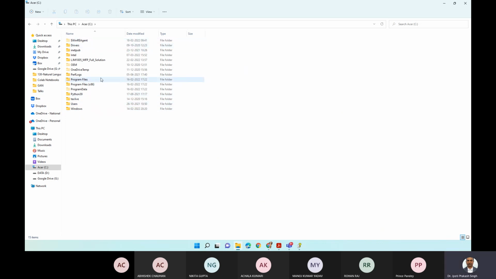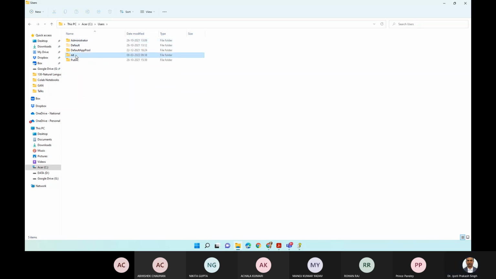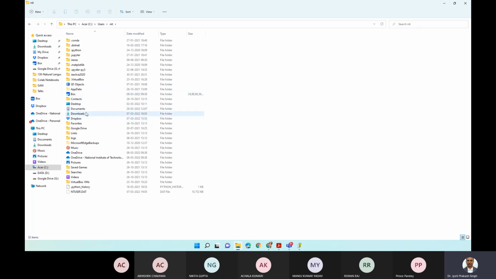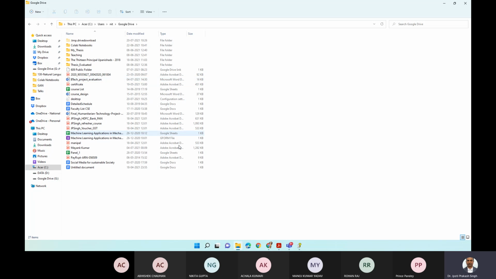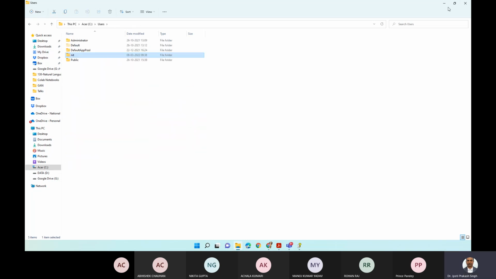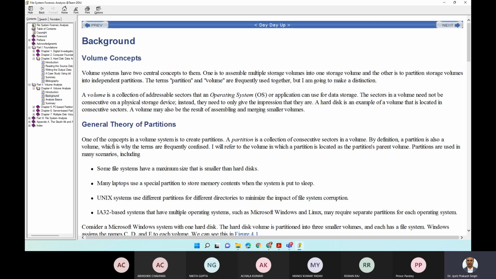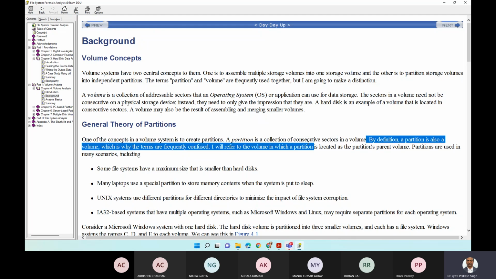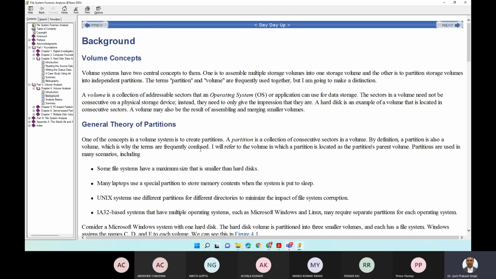In Google Drive, I go to user, it was IT, and then you can see here Google Drive, and so this is one volume. This whole space is taken up here. So this doesn't have any physical space, and that's where the partition and the volume differ. One of the concepts in a volume system is to create a partition. A partition is a collection of consecutive sectors in a volume. By definition, a partition is also a volume, which is why the terms are frequently confused.